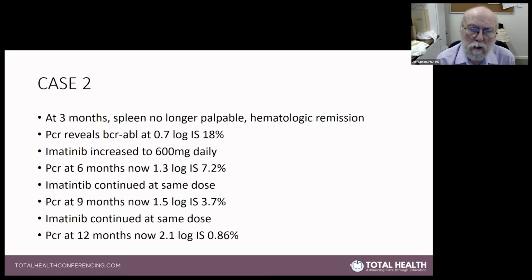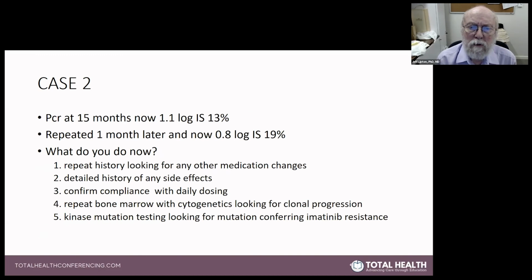At 6 months, the log response was a little better, down to 7.2%. Imatinib was continued. At 9 months, not much of an improvement. And again, by 12 months, we're now up to where we have the equivalent of roughly a complete cytogenetic remission. By 15 months, response seems to be waning. So the log response was reduced. And the first rule of thumb is when you see this, repeat it, because sometimes there can be a laboratory error. So what do you do now?